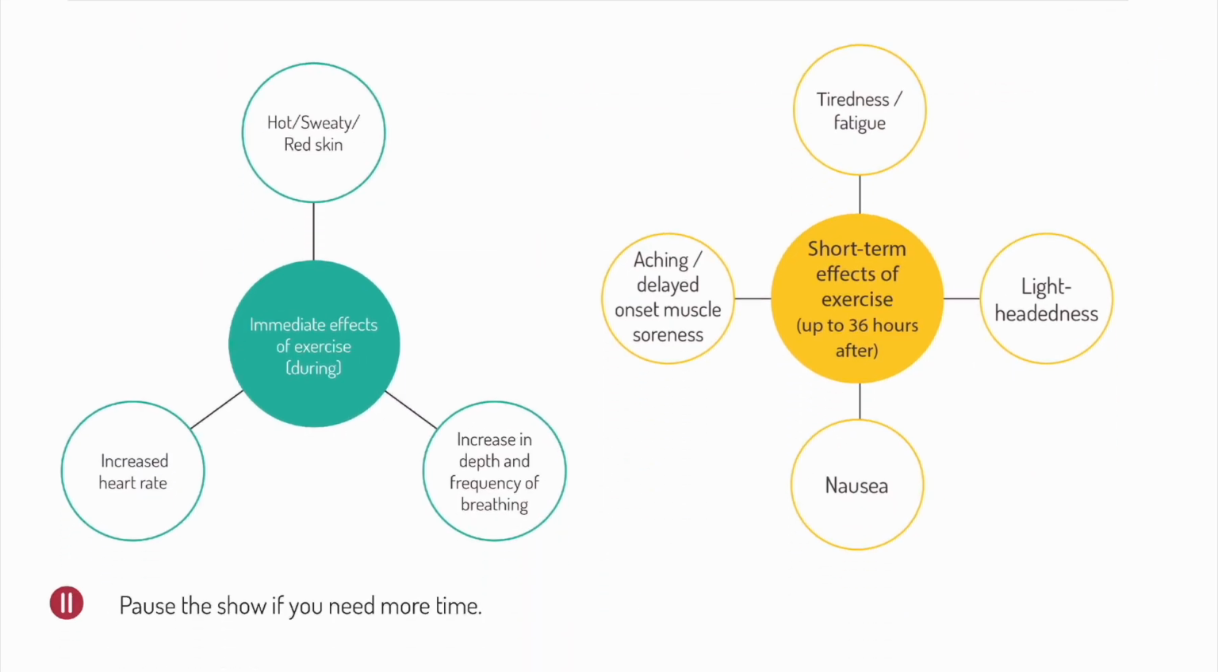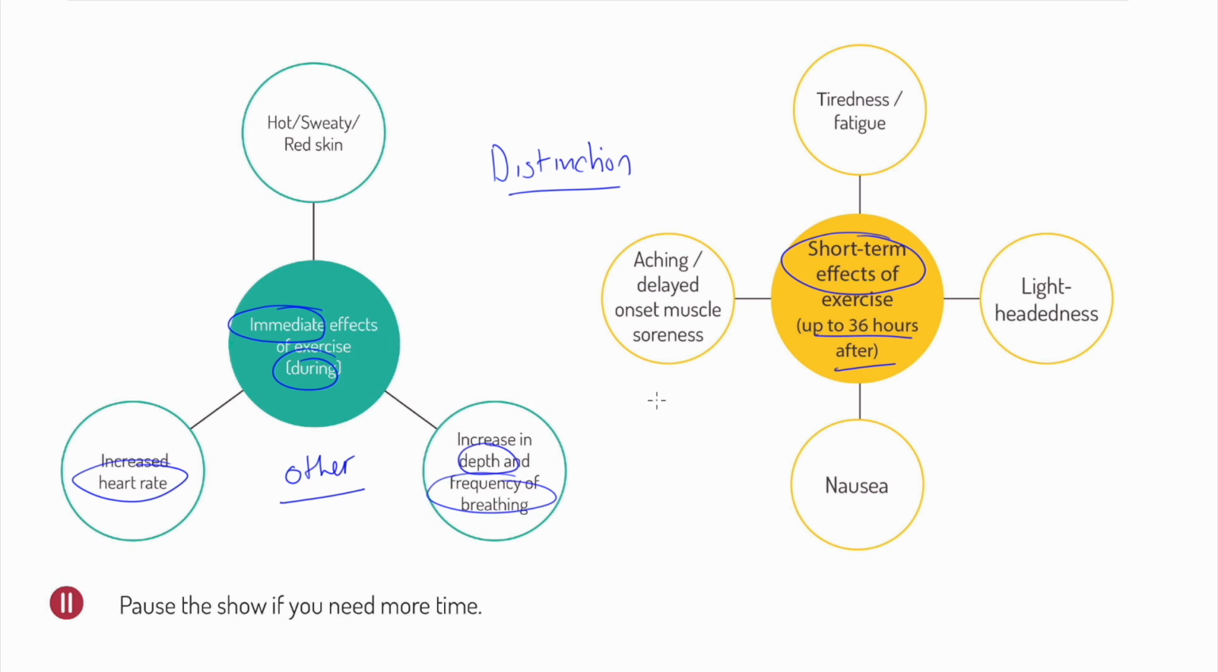Now, what we've got here, and really I just want to create a distinction in your mind. You must be able to identify questions that are talking to you about the immediate effects and the short-term effects. Immediate effects are during exercise. Short-term effects are the day and a half after exercise. So we've got hot, sweaty, red skin, increase in depth and frequency of breathing. There's a depth that happens with all, frequency or rate happens at maximal, and we've got increase in heart rate. By the way, there are other things too, but we will keep it to those simple points.